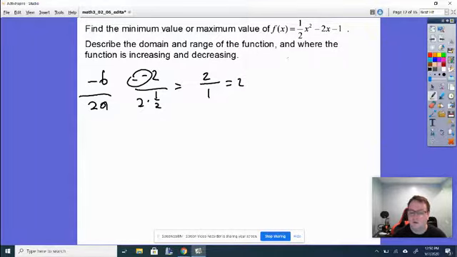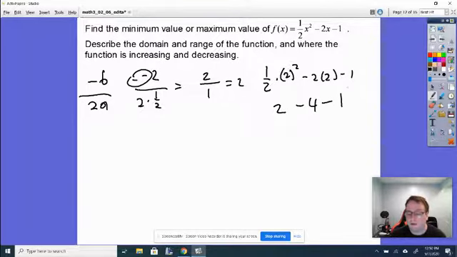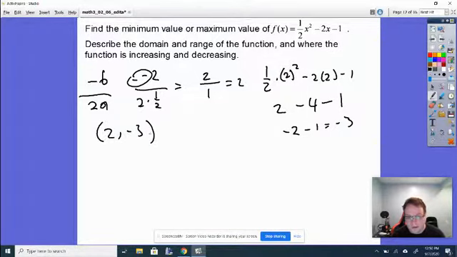Plugging 2 back into my equation: 1/2 times 2 squared minus 2 times 2 minus 1. 2 squared is 4. Divided by 2, or multiplied by 1/2, is going to be 2. Minus 4 minus 1. So negative 2 minus 1, or negative 3. Okay, so my vertex is at (2, negative 3). And in this case, this is also going to be my minimum.